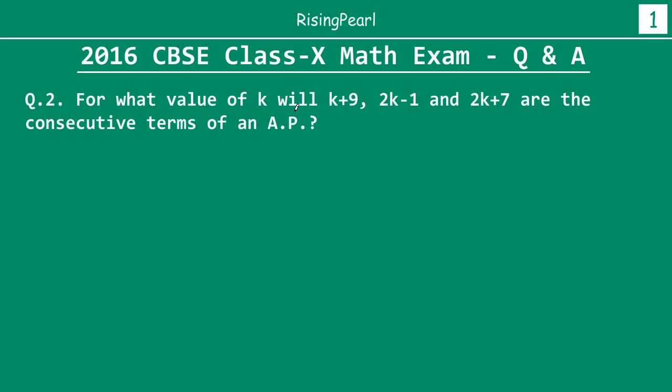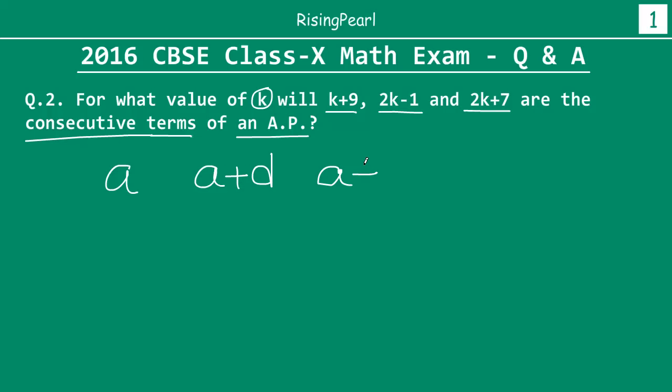For what value of k, looks like k is an unknown, will this, comma this, and this be consecutive terms of an arithmetic progression? Consecutive terms. So what is an arithmetic progression? We know that if the first term is a and the common difference is d, then each subsequent term after the first term we get by adding the common difference, right? So this is the definition of an arithmetic progression.